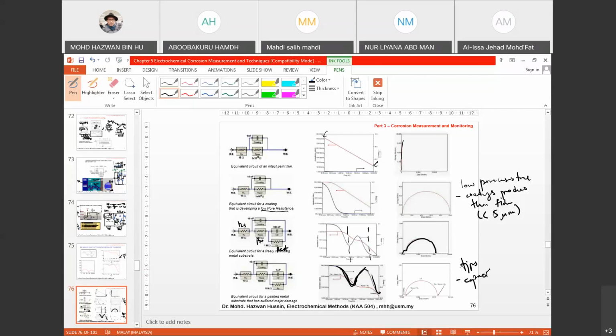The capacitance loop is more even, the shape is more even. So this indicates that the coating suffers major damage. Okay, right. Any questions so far for this part?